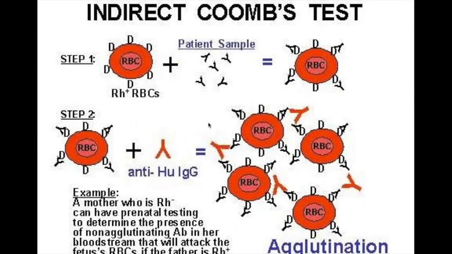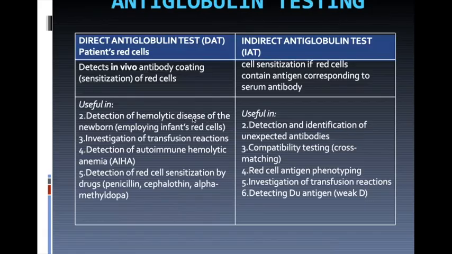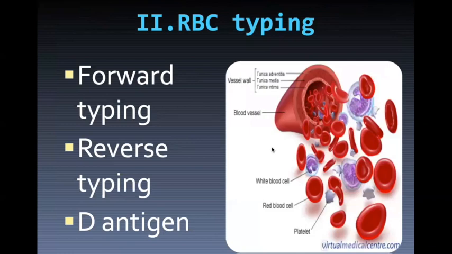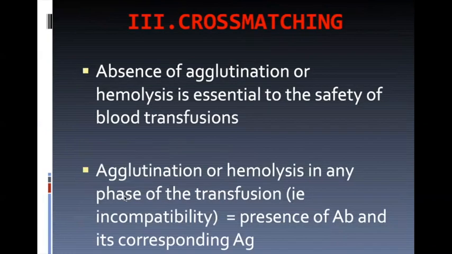Now this is very self-explanatory. Now, direct, this is their differences. Useful in detection of hemolytic disease of newborns, investigation of transfusion reactions, detection of autoimmune hemolytic anemia, detection of red cell sensitization by drugs: penicillin, ceftriaxone, alpha-methyldopa. Now, RBC typing: forward typing, reverse typing, D antigen.